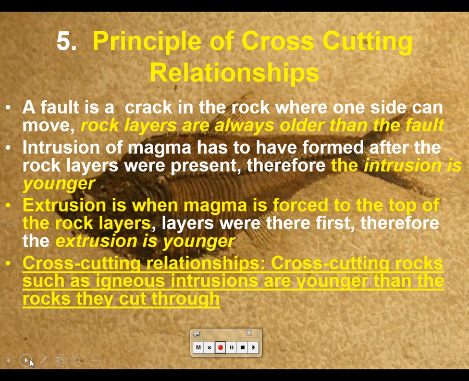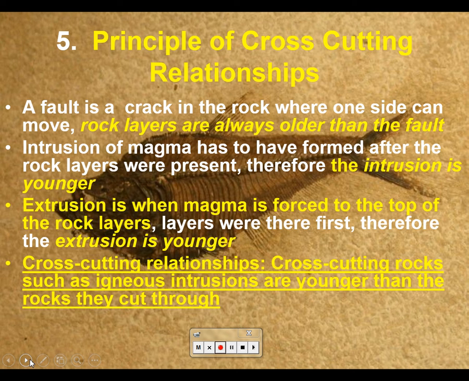Okay, here we go. The principle of cross-cutting relationships. A fault is a crack in the rock where one side can move. Remember, faults are associated with plate tectonics. Rock layers are always older than the fault. Okay, if there's a crack in the rock, the rock had to be there before it got cracked. So the rock layer is older.